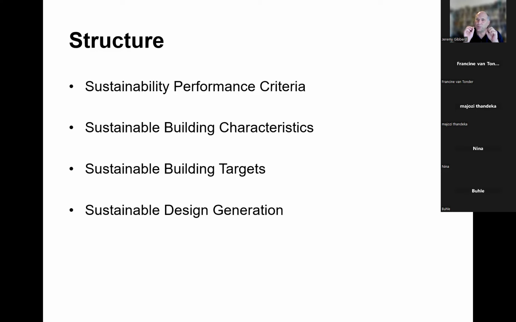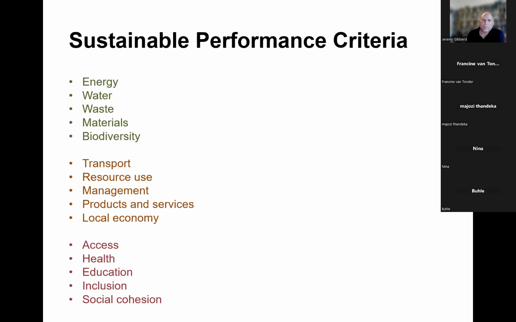There's a lot of detail here, and I'm just going to show you some of the characteristics that are particularly important for, say, energy or water, just so that you can see them, and then talk a little bit about sustainable design targets. And last of all, show how this bit fits in after your design generation. So after your toolbox, you use this to test your ideas.